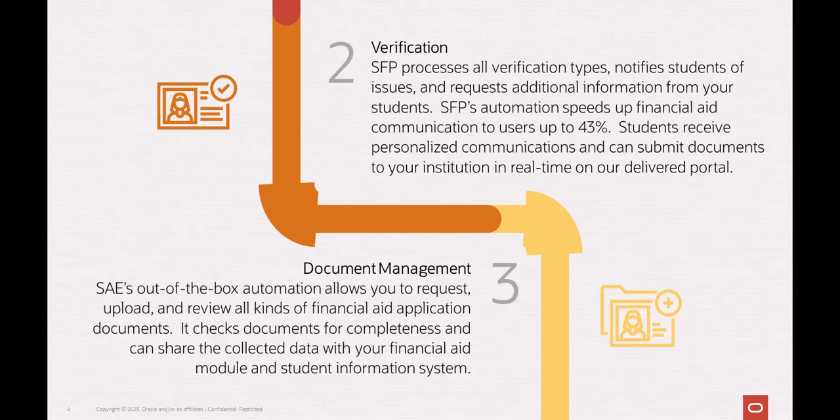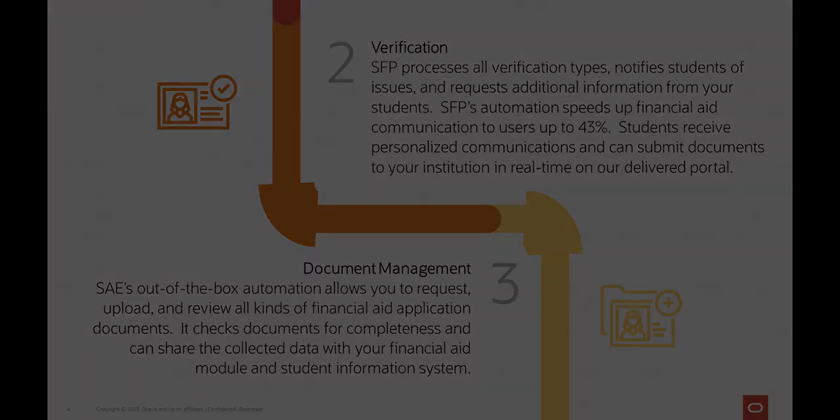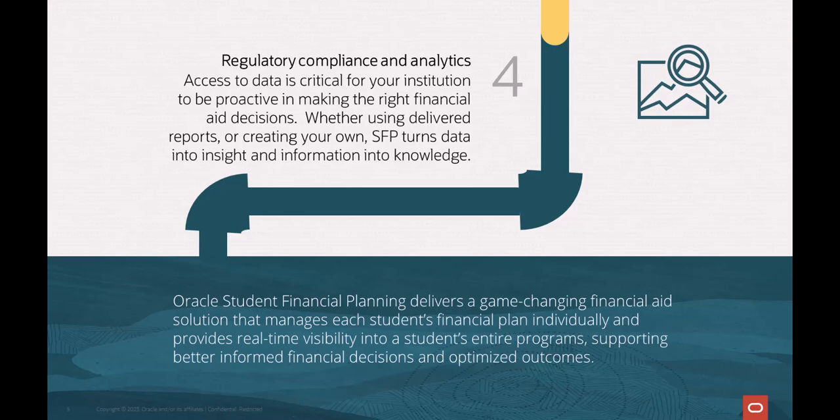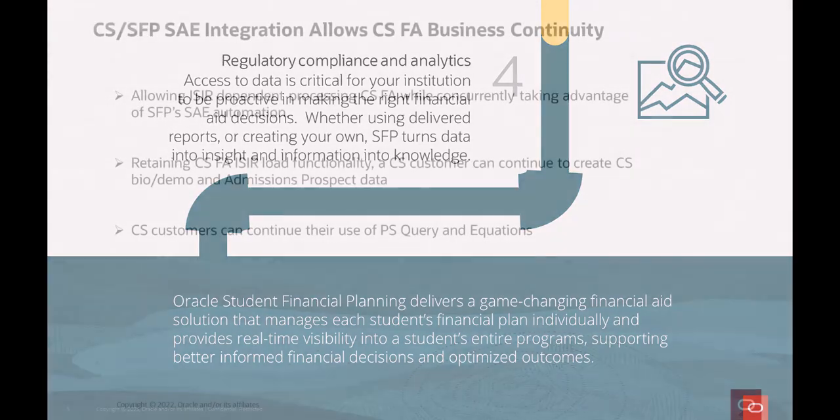The third step is SFP's document management. SFP's Student Aid Eligibility is automated to request, upload, and review various application documents. In Step 4, SFP is providing access to data that is critical for institutions. As you will see in the upcoming demo, the CS SFP Student Aid Eligibility Integration will improve CS's ISIR processing through SFP's automation and document management.